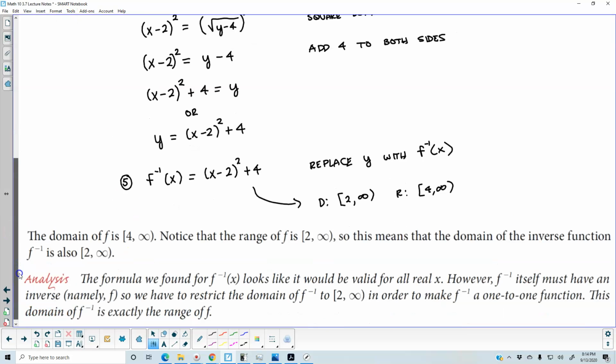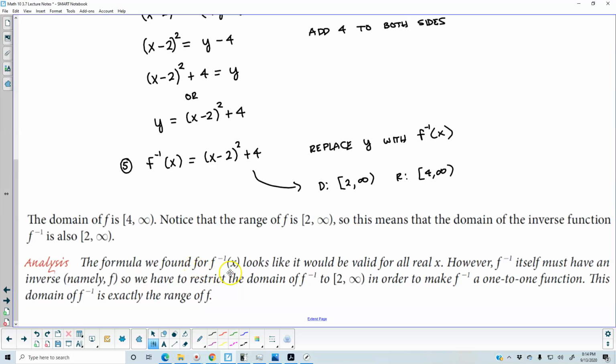So the formula we found for f inverse of x looks like it would be valid for all real x. However, f inverse itself must have an inverse, namely f, so we have to restrict the domain of f inverse to 2 to infinity in order to make f inverse a one-to-one function. This domain of f inverse is exactly the range of f.